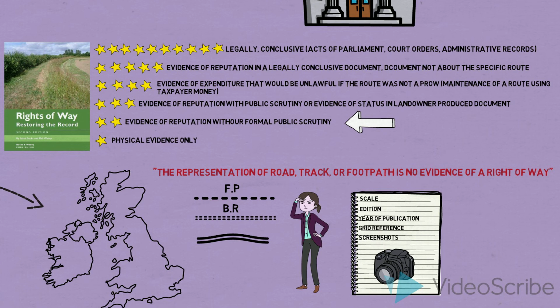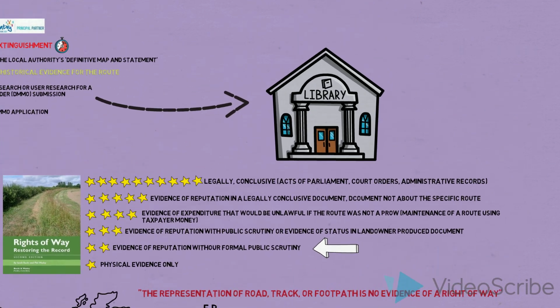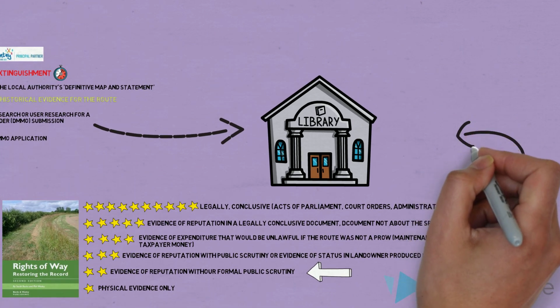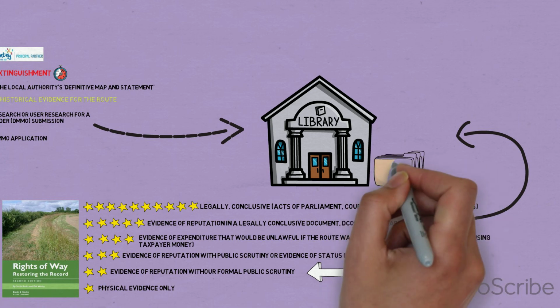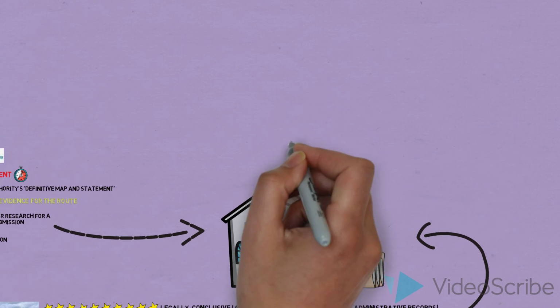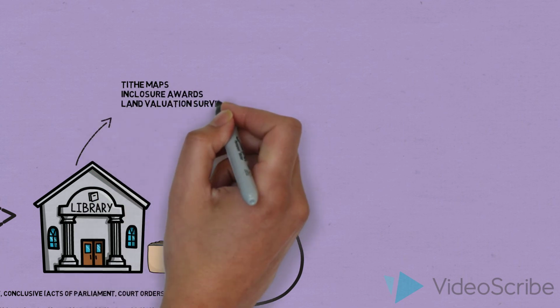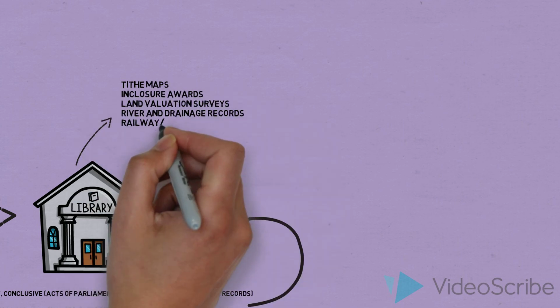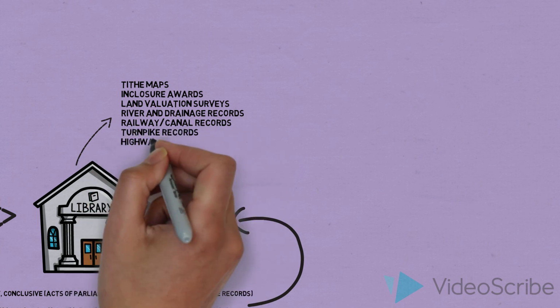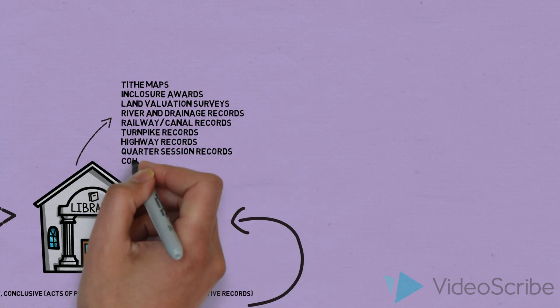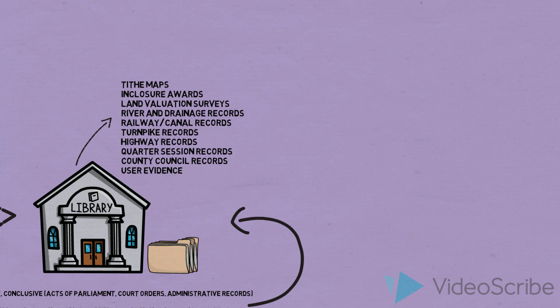OS maps merely show the physical existence of a route or a track, rather than giving concrete evidence of their legality. To find evidence of these legal rights, we need to dig deeper into the archives, often exploring things such as tithe maps, enclosure awards, and other local authority documents. These are often found in the local records offices or National Archives and the British Library in London.